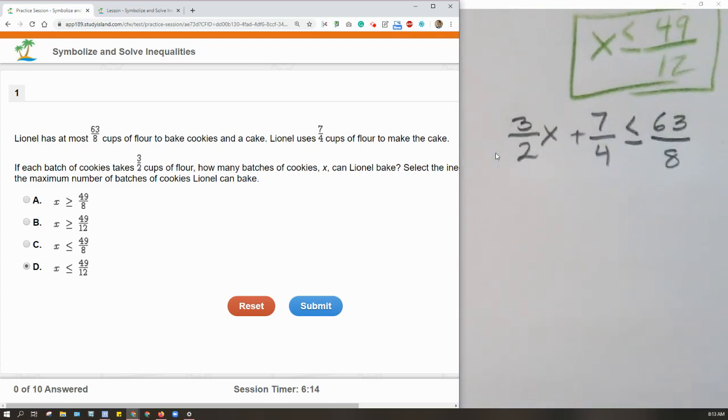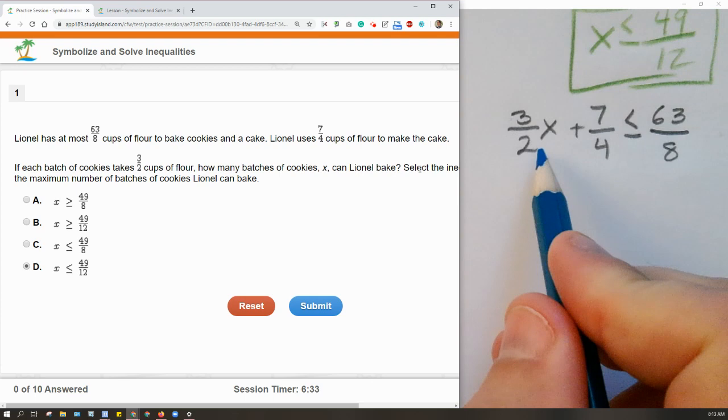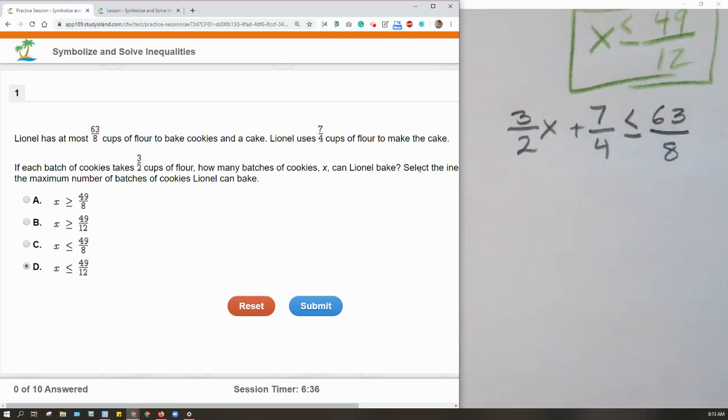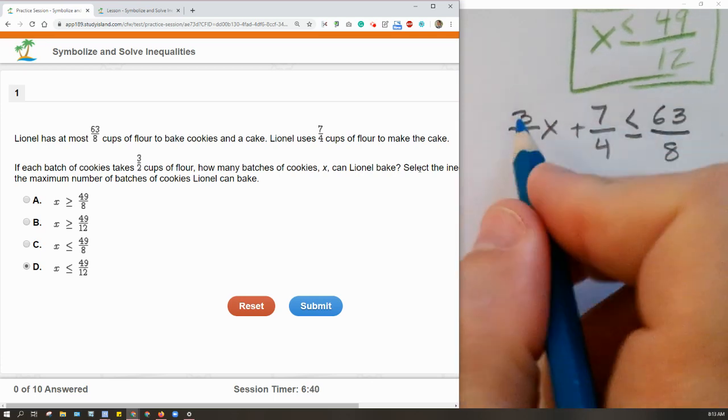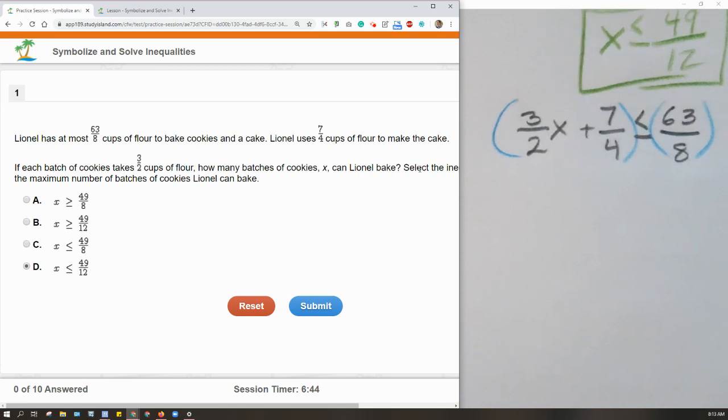So one way to do a problem like this, if you have all fractions and you just don't like fractions, you want to get rid of them, is that you can multiply the entire inequality or equation. This also works for equations. You can multiply it by the lowest common denominator, or in other words, the lowest common multiple of all the denominators. So what is the lowest common multiple of 2, 4, and 8? And the answer is 8. All of these numbers multiply into 8. So if I multiply everything by 8, everything on both sides, I won't have fractions anymore.